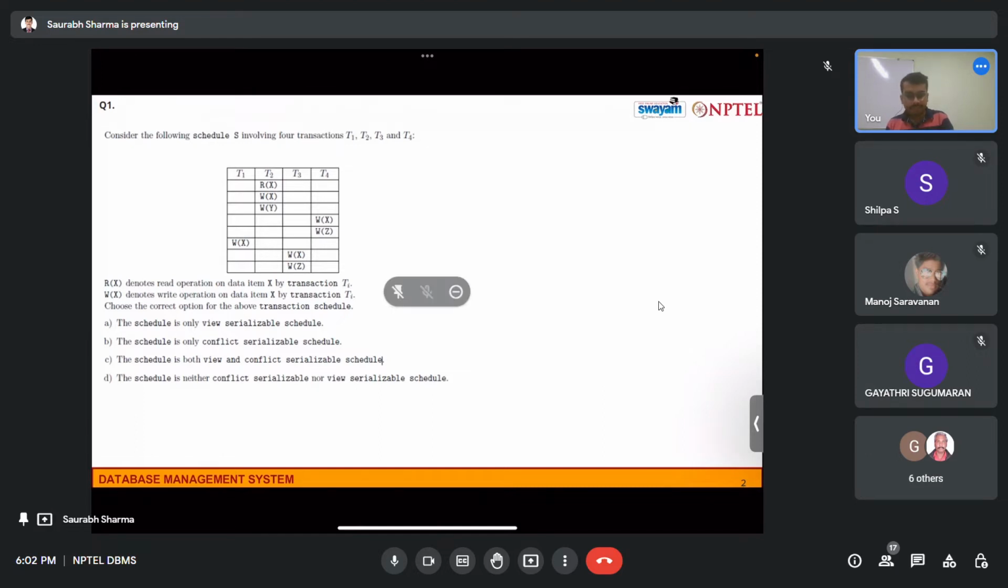So, the question is about schedules. Schedules mean a set of transactions at a time. There are four transactions given, and considering them, there is Rx for read operation, there is Wx for write operation, and we have to select the correct options among them.